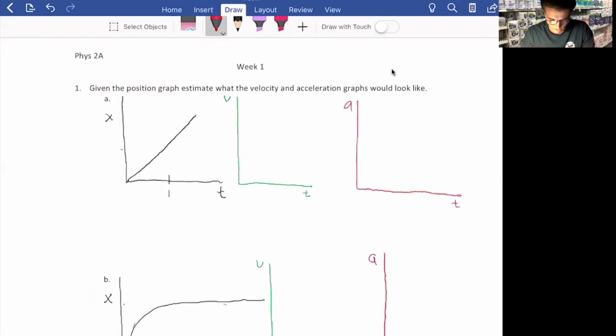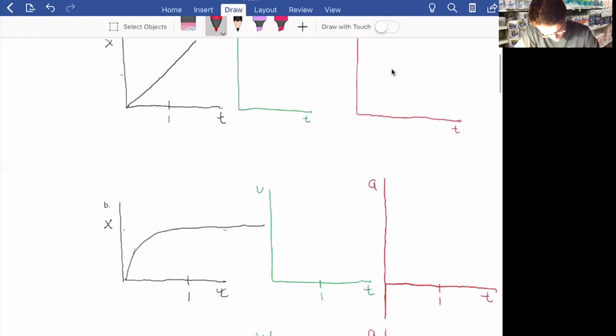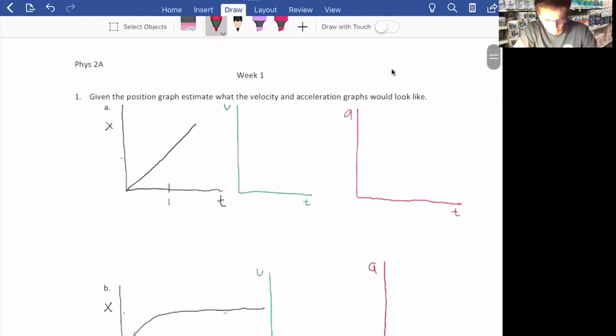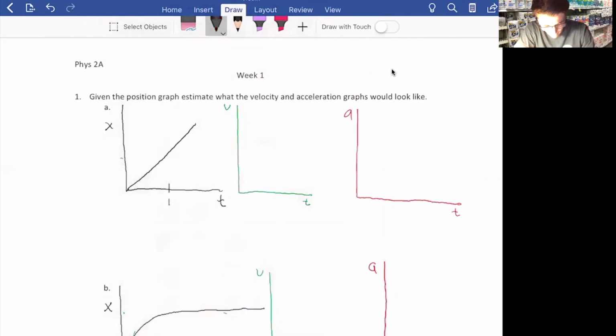Also, I've never used an iPad before, so here we go. Number 1, these graphs aren't perfect. I know B and C are kind of weird, but A should be pretty straightforward. So for 1, I just gave you the position graph, and I wanted you to estimate what the velocity and the acceleration graph would look like. Okay, so let's look at the position graph.